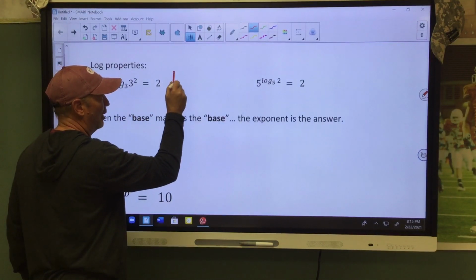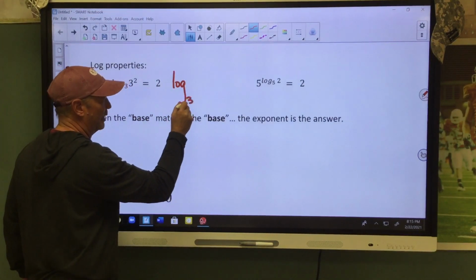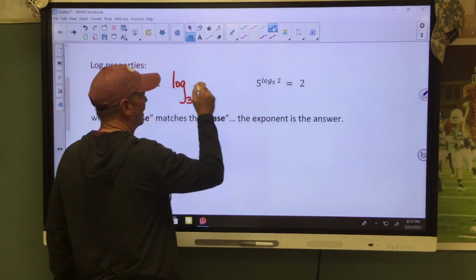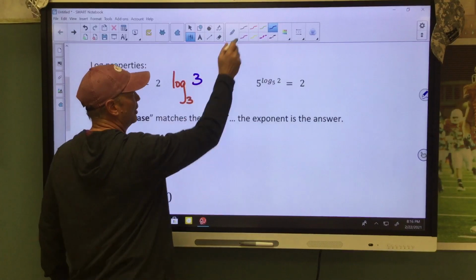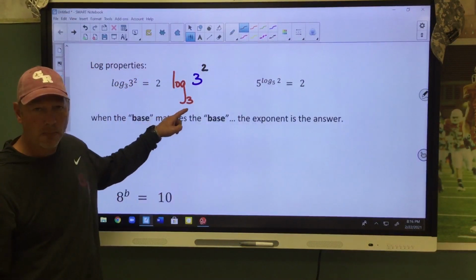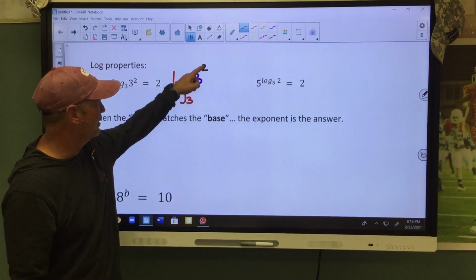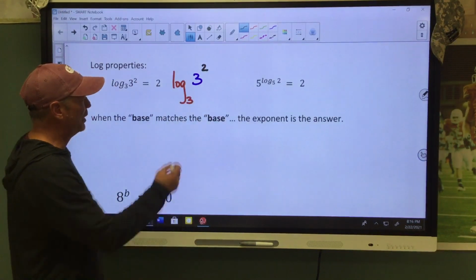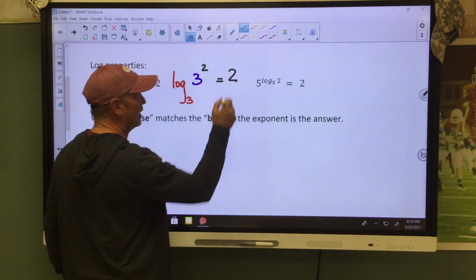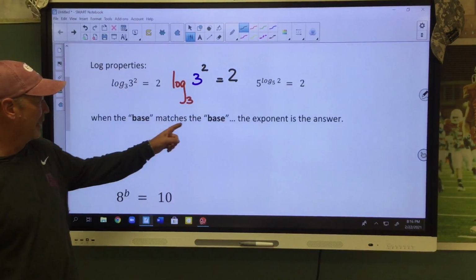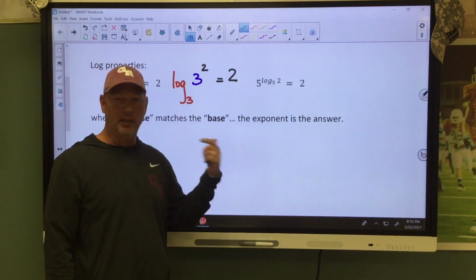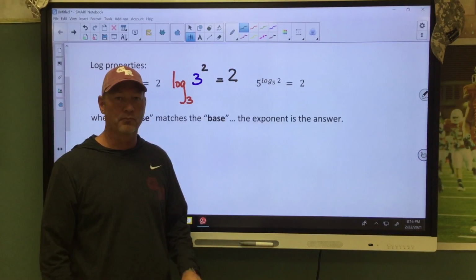I have log base 3. There's my base. But then I have an exponent, and I have 3 to the second power. My log base matches the base of my exponent. And when the base matches the base, then the exponent is your answer. When the base matches the base, the exponent is your answer. And we're going to use this property a little bit to help you out, okay?